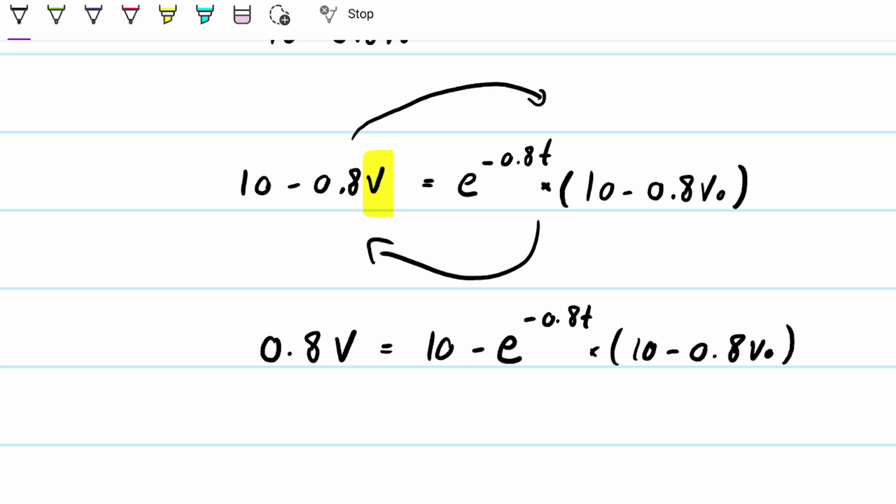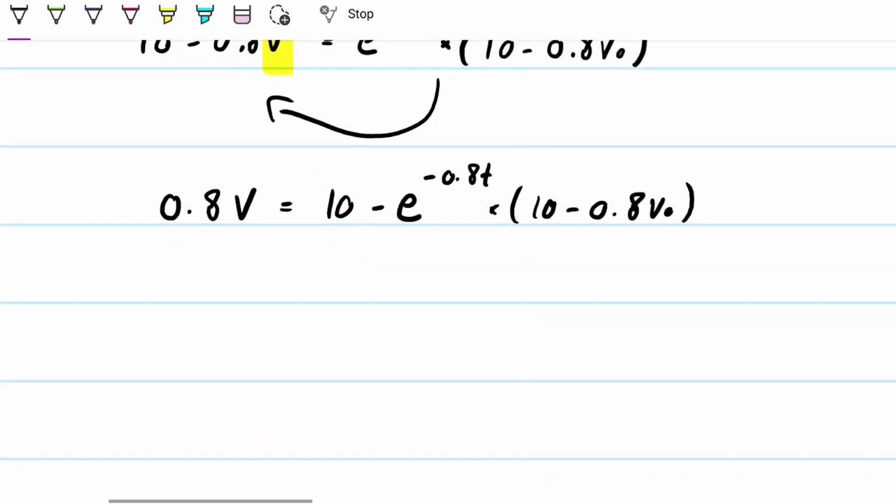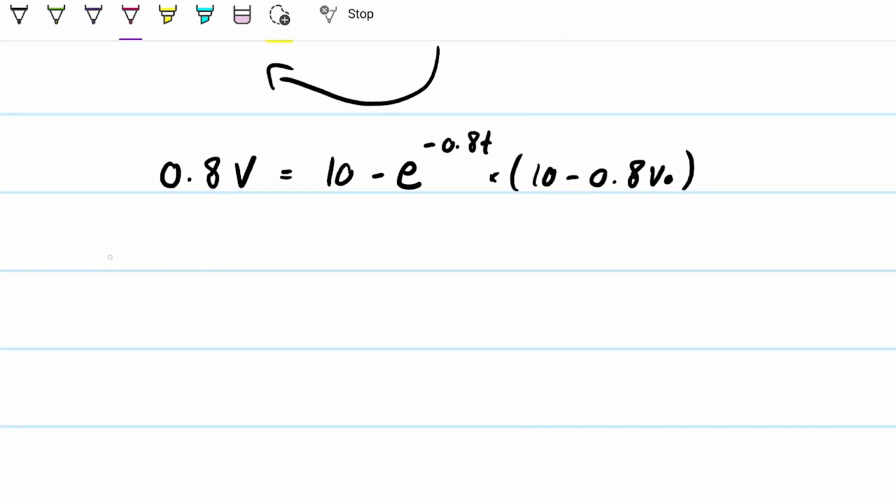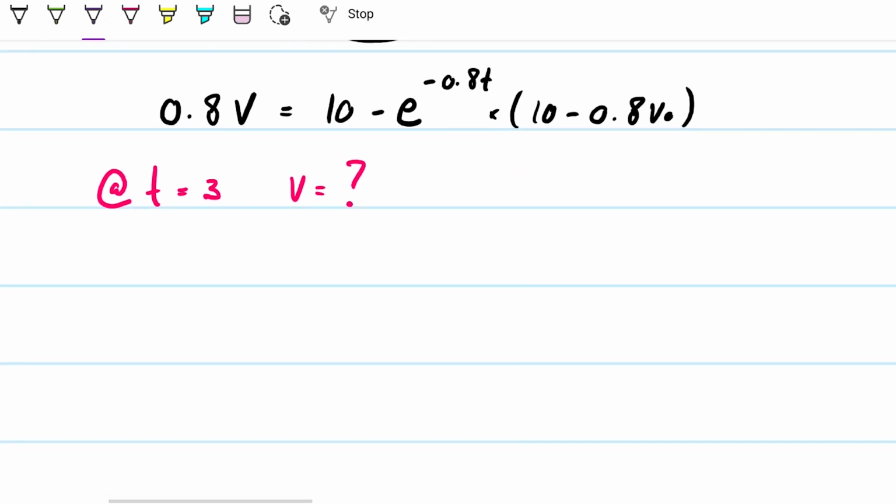Should we do that now, or should we do the distance first? Yeah, we could do that now. That'll be good. That's one way to do it. Okay, so I'll go ahead and do that now. So what I'm going to do now is substitute. So at t equals 3, v equals what? To do that, let me change colors here. All right.